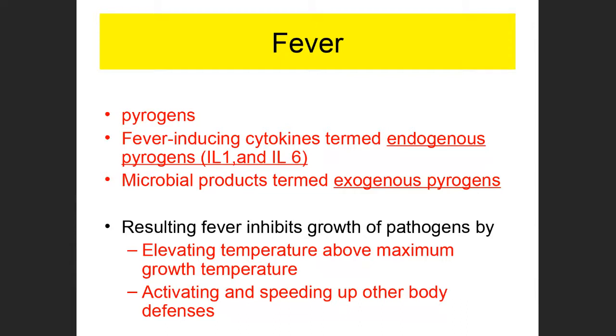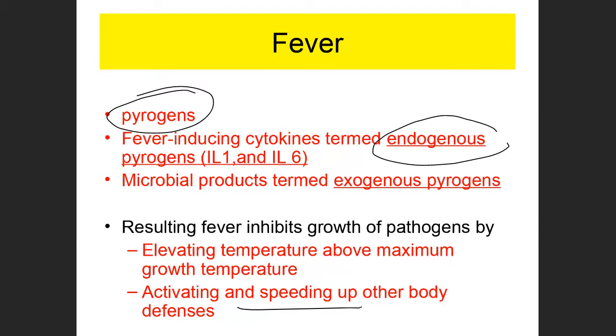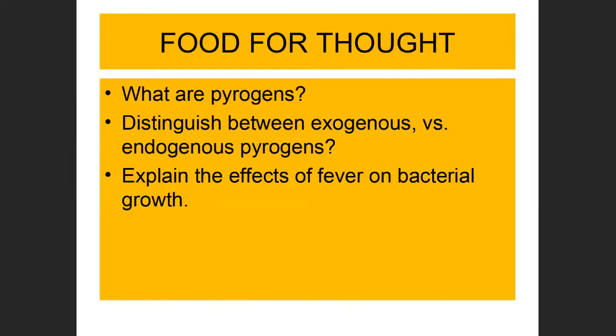Another advantage of fever, especially a mild fever, is that it activates and speeds up our enzymes, which speeds up our defenses. Pyrogens are substances that produce fever. We can have endogenous pyrogens, which are made in our own body, things like interleukins secreted by the immune system, which are fever causing. Or we can have exogenous pyrogens, which are bacterial products that cause the fever. Things like the capsule of a bacteria may be pyrogenic. Okay.